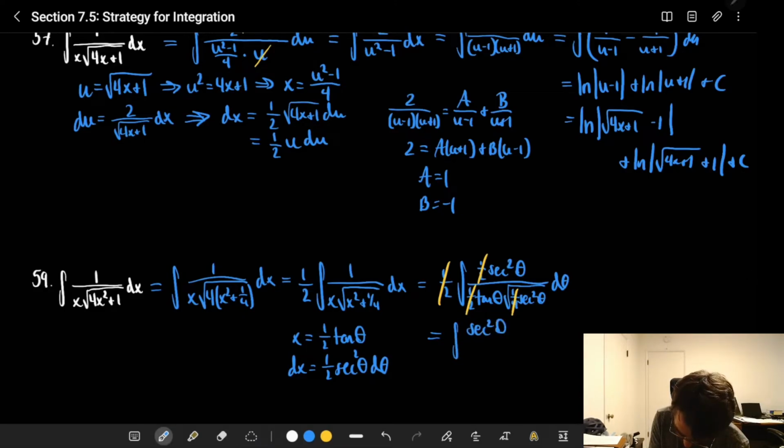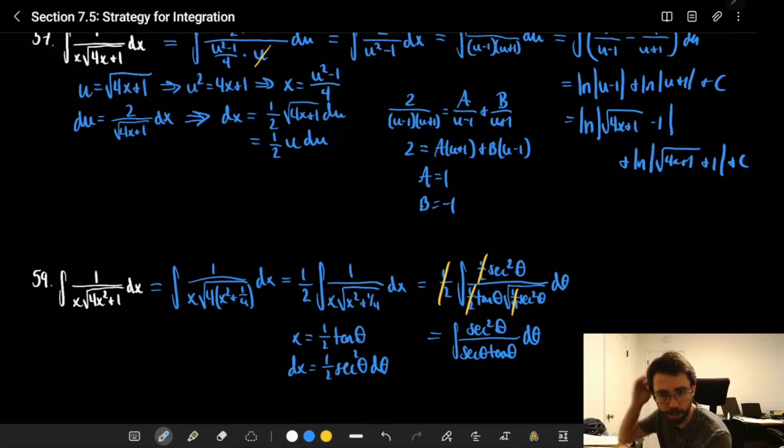Secant squared theta. Just tangent squared, I guess? Or sorry, not tangent squared, whoops. Tangent, secant. So I'll write secant tangent. Square root of secant squared is secant. We still have the tangent. We still have the secant squared on top. One of those secants is going to cancel.